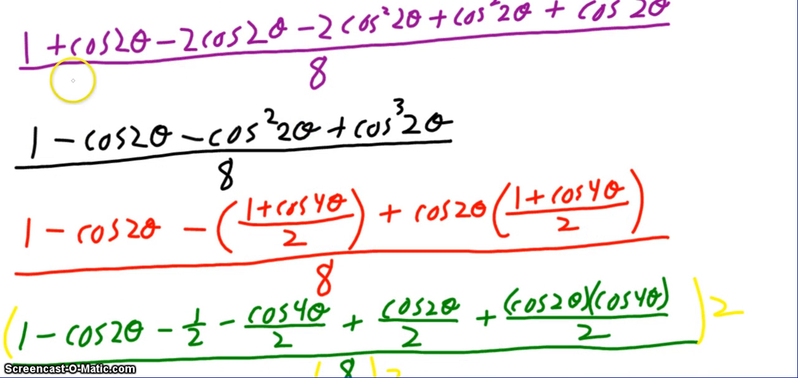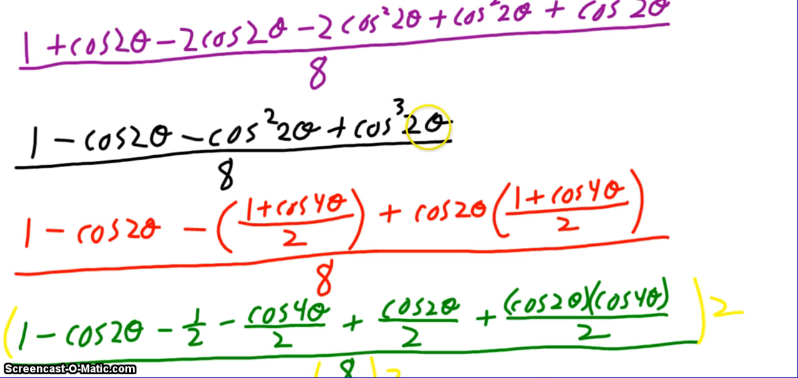Combine like terms in the numerator, and I end up with 1 minus cosine 2 theta minus cosine squared 2 theta plus cosine cubed 2 theta. Okay, so I still have a second degree and a third degree. So with the second degree here, cosine squared 2 theta, I'm going to use the power reducing formula again. Now this becomes 1 plus cosine 4 theta over 2. So the angle always gets doubled. Since this was 2 theta, now it becomes 4 theta.